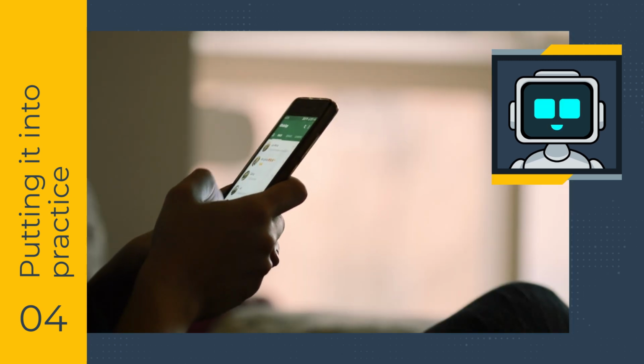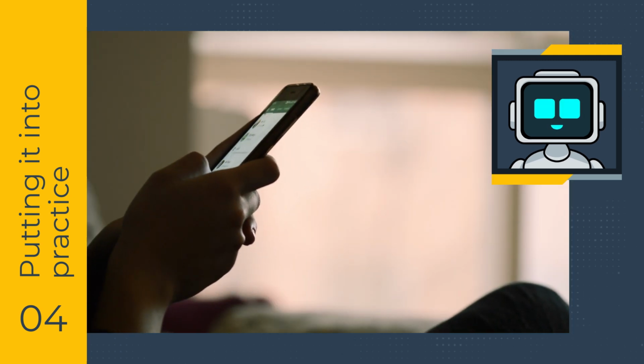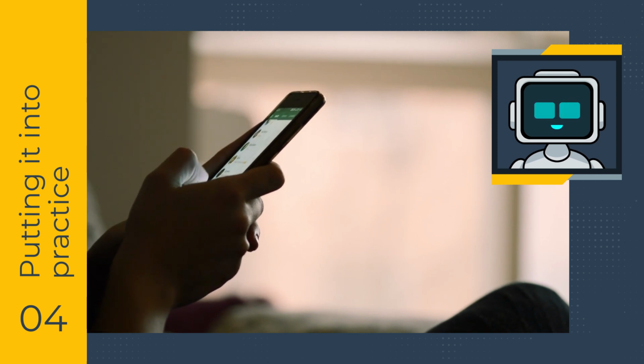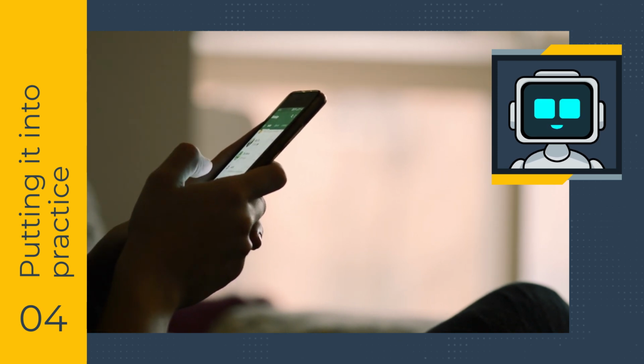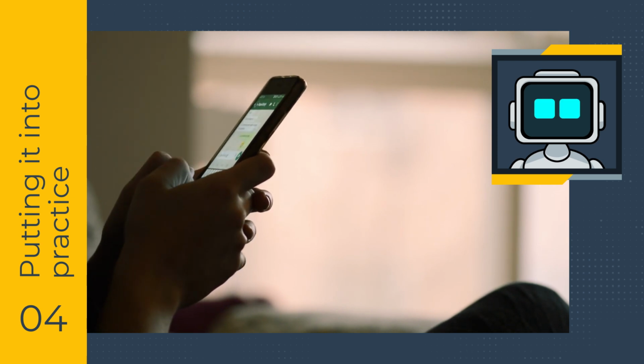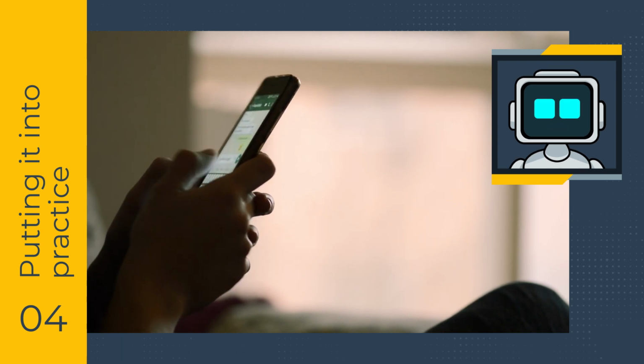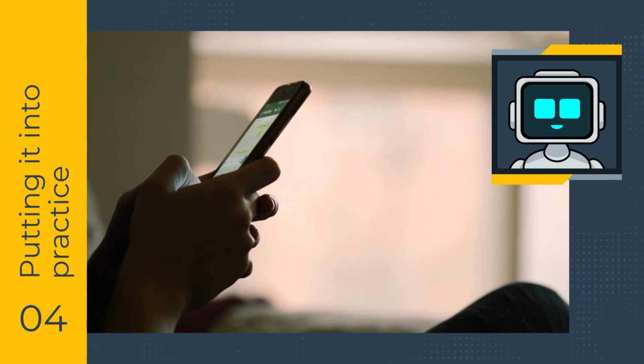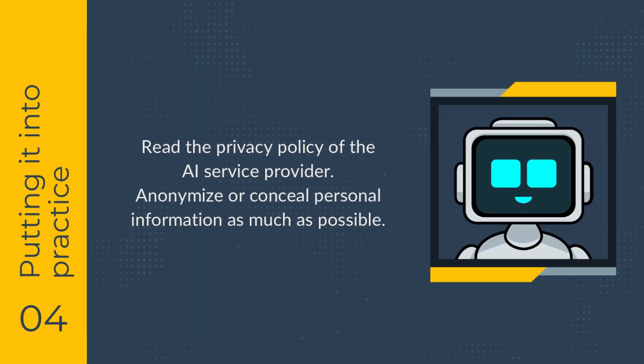When using AI for your home automation, be mindful of personal information. Providing detailed routines and preferences can help the AI generate more accurate and useful suggestions, but it also means sharing some level of personal data with the AI service provider. Be cautious, read the privacy policy, and anonymize or conceal personal information as much as possible.